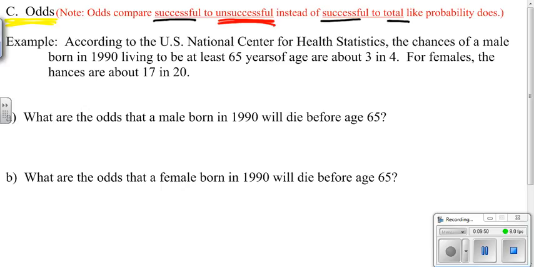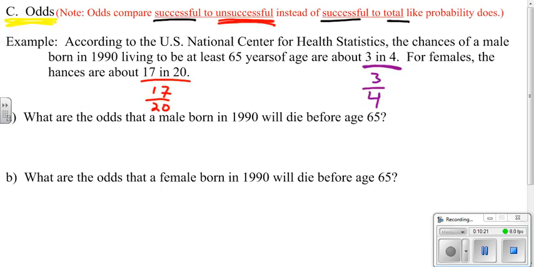So in this example, according to the United States National Center for Health Statistics, the chances of a male born in 1990 living to be at least 65 years of age are about 3 in 4. So we could rewrite that probability as 3/4. For females, chances are about 17 in 20. So we could rewrite that as 17 over 20.